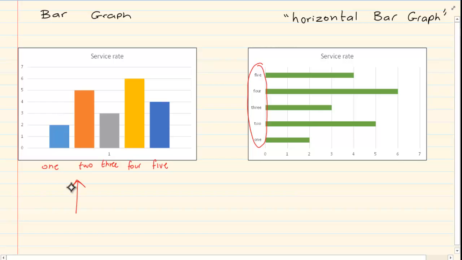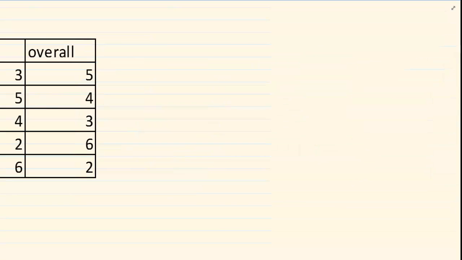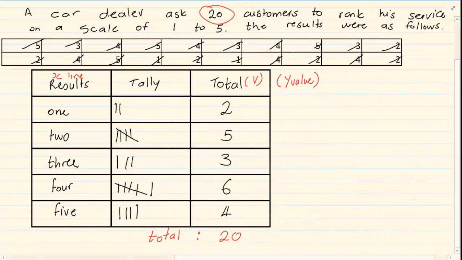Now, let us look at a compound bar graph. Now, when we are looking at a compound graph, what happens is the car dealer, he now asked the 20 clients to rate him on different qualities. So the first one was the service, then the value, and the overall service. Now if you count, each group would have 20. So if you say 5 plus 2 plus 3 plus 6 plus 4 will give you 20. Because remember, he had interviewed 20 customers.